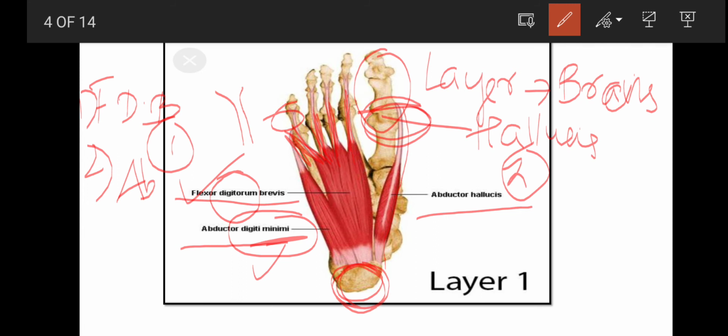Now, what about the third muscle, abductor digiti minimi? It takes its origin again from the calcaneum bone, from the intermuscular septa, and from the fascia covering this area. It inserts into the lateral side of the base of the proximal phalanx of the little toe. So in the first layer, the middle muscle goes towards the middle phalanx, while the other two muscles are inserted into the base of the proximal phalanx. So that is the first layer of muscles.